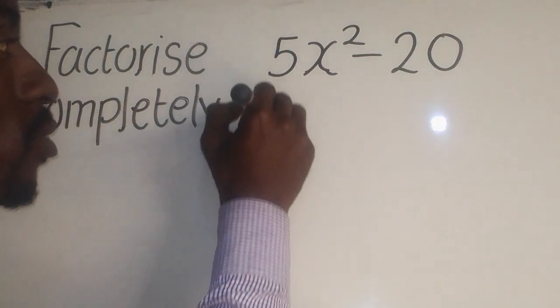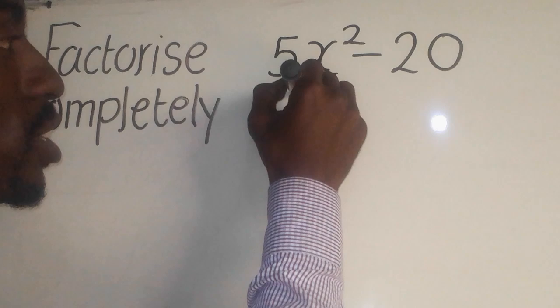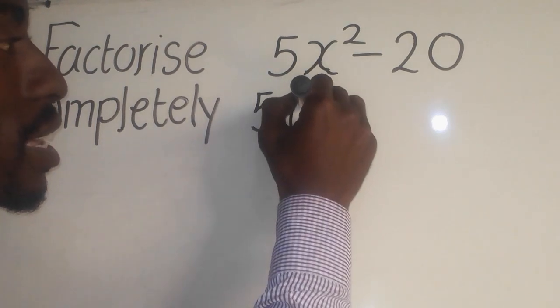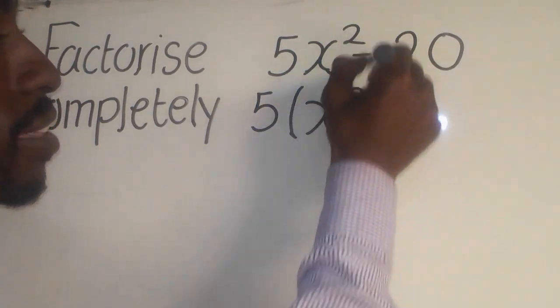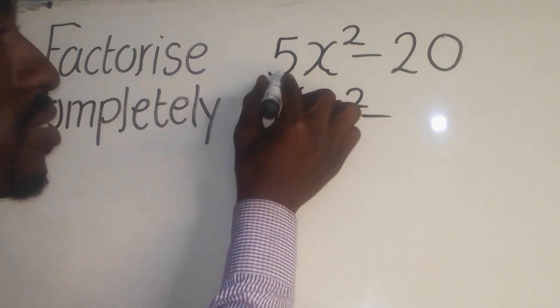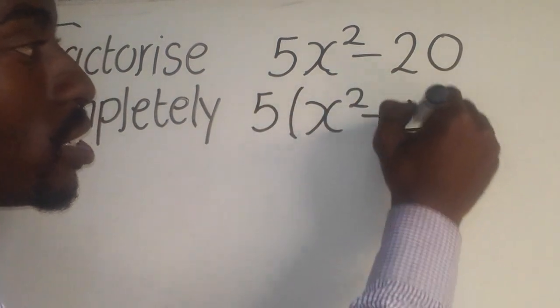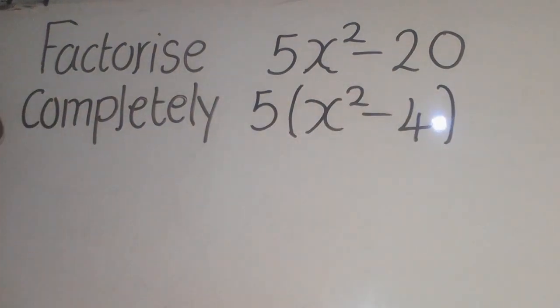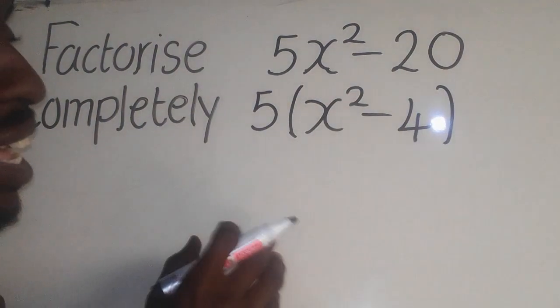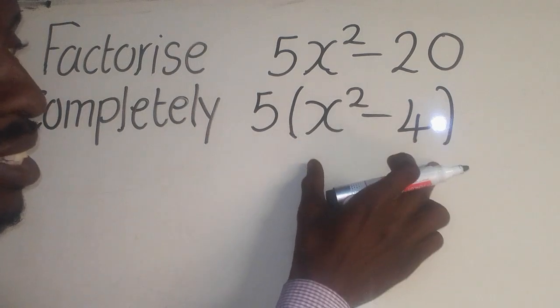So, you say 5 outside, then you introduce the brackets like this, then you say minus. So, 5 into 5, it is 1 here. 5 into 20, it is 4 there. You have seen that? Okay. Now, from there, is there a way we can still factorize this one?